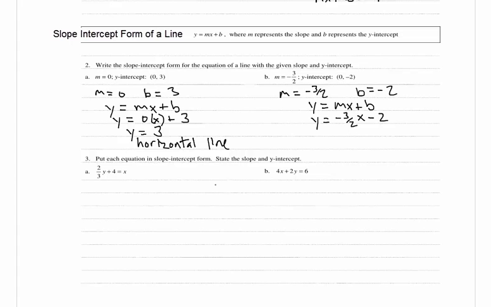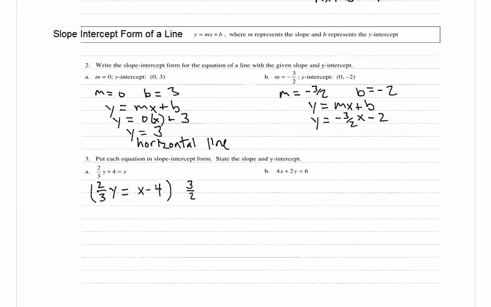In 3, it says put each equation in slope-intercept form, state the slope and the y-intercept. In A, we have 2/3 y plus 4 is equal to x, and we want to solve for y. So the first thing I'm going to do is subtract 4 from both sides, and I get 2/3 y is equal to x minus 4. And now I'm going to multiply both sides by 3 halves.